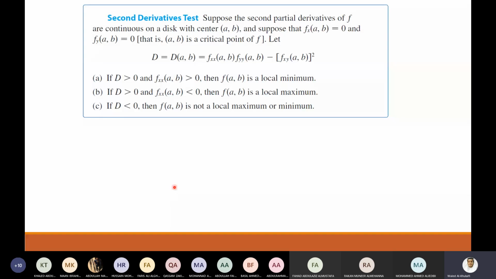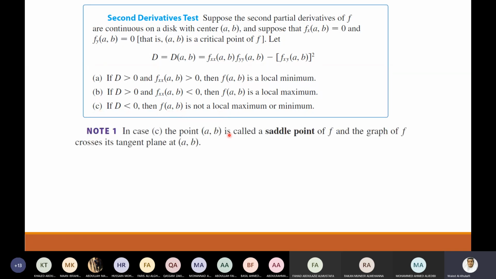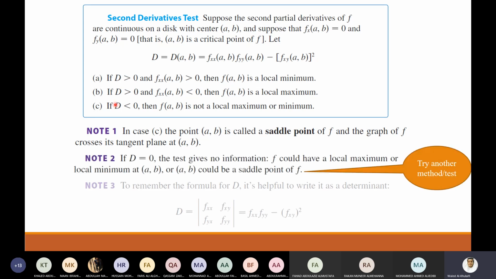We solved many examples on this, and then we had what we call the second derivative test. This is a very, very useful test. You look for the critical points where the first partial derivatives are equal to 0, and then you substitute in this discriminant. If D is greater than 0 and the second derivative f_xx is greater than 0, then we call it a local minimum. If D is greater than 0 and f_xx is less than 0, then we call it a local maximum. If the discriminant D is less than 0, automatically we say the point (a, b) is a saddle point. If D equals 0, Allahu Alam, we don't know what's going on. You have to think of something else.